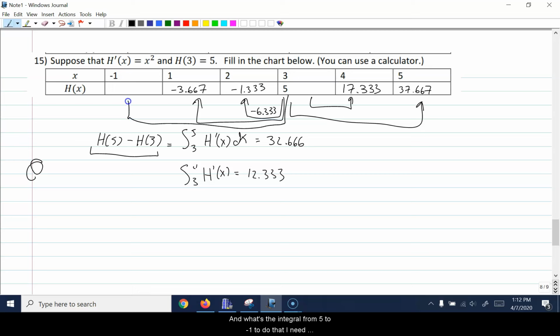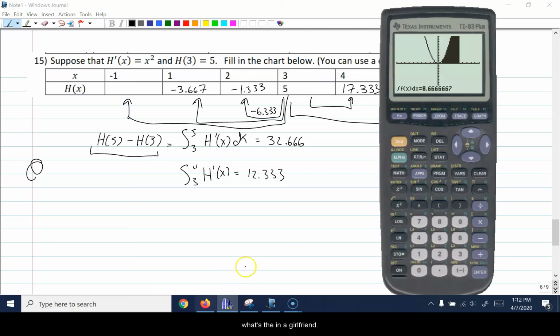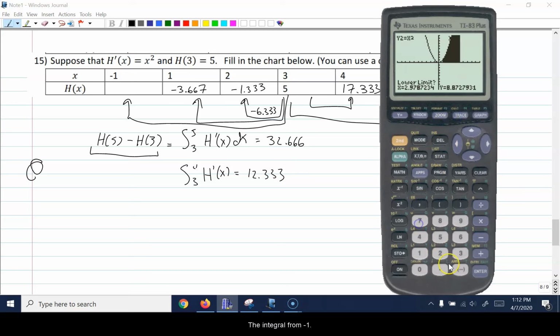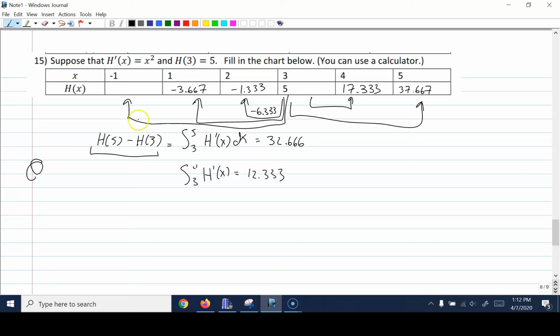And then what's the integral from 5 to 1? Negative 1. To do that, I need, what's the integral from negative 1? Right, not that. Calculate the integral from negative 1 to 3. It's 9 1/3. I need to subtract off 9 1/3. 5 minus 9 1/3 will be negative 4 1/3.